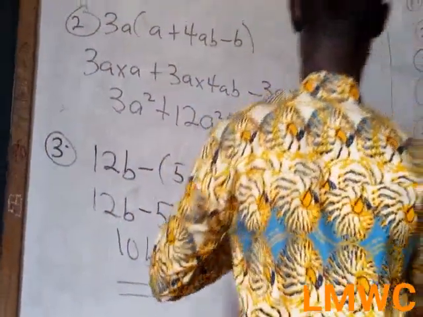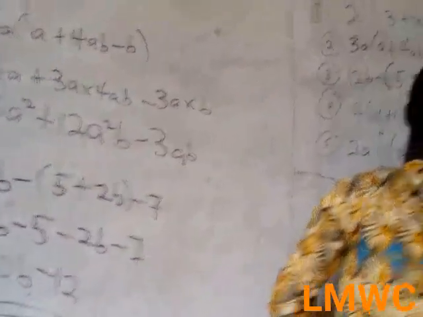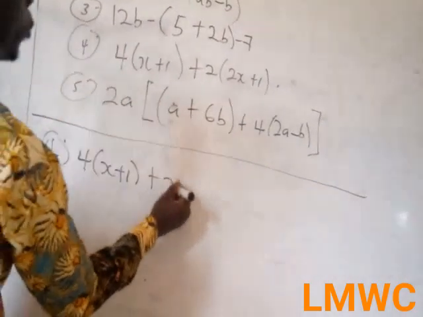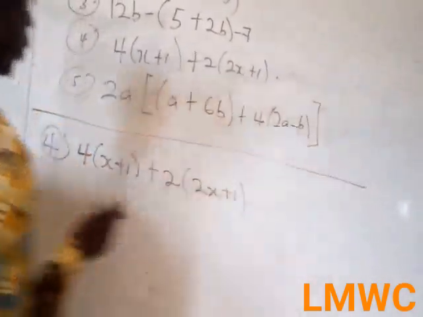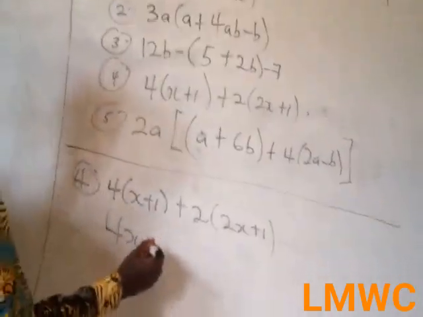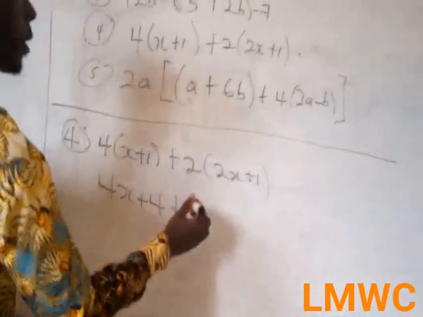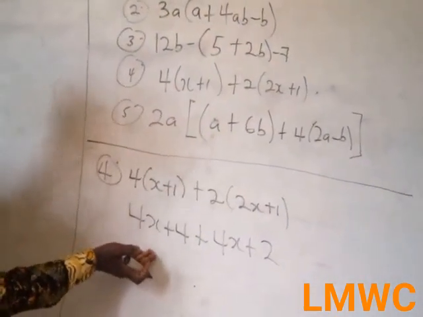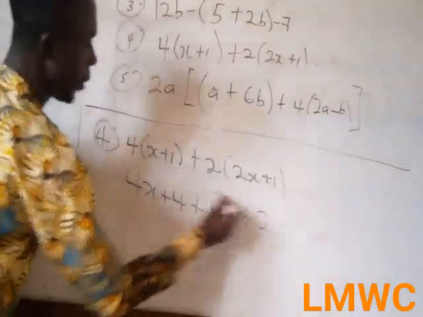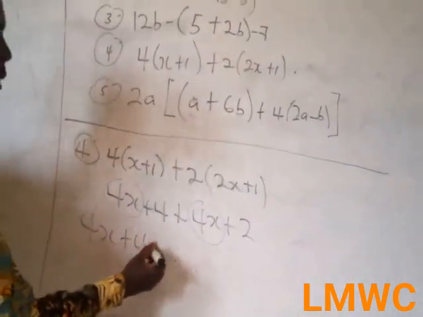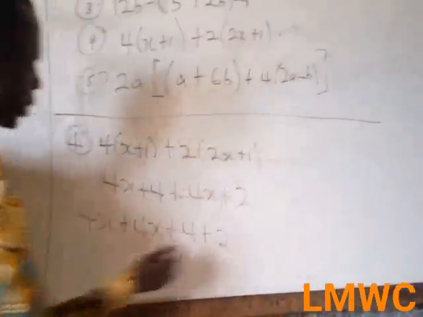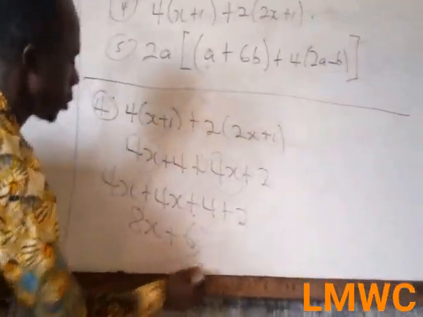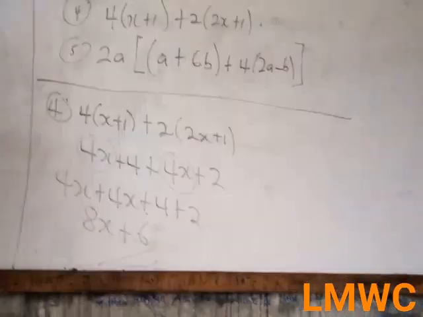Question 4. I have given you 4. So let me solve the 4th question here. So 4(x + 1) + 2(2x + 1). So 4 times x is 4x plus 4, plus 2 times 2x is 4x plus 2. So you have something like this. You add your like terms. So you group it: 4x plus 4x plus 4 plus 2. So this plus this is 8x. Plus this is 6. So this is your answer. Let's move on to the last one.